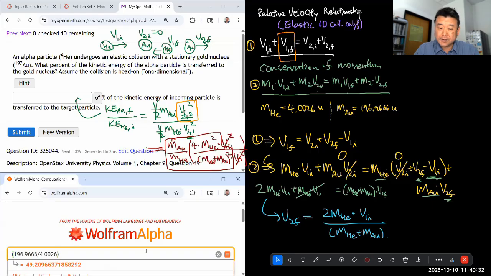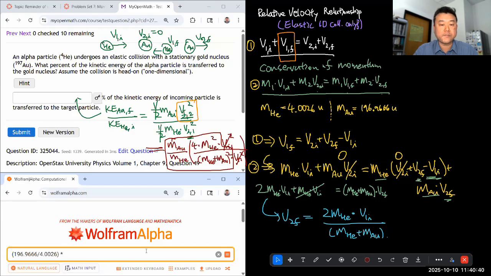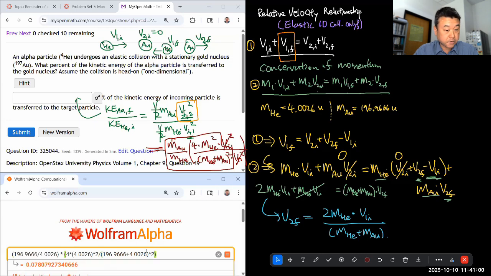I could have done a little bit of simplification with the cancellation, but I only get to cancel one factor of mass of helium, so it didn't seem like a lot of benefit. So 4 times mass of helium, 4.0026 squared, because I chose not to cancel it, divided by the sum of the masses, 196.966 plus 4.0026, and then this thing squared. So that should give me the right answer.